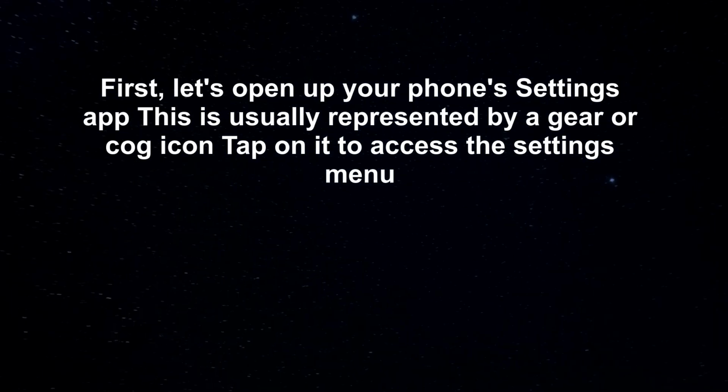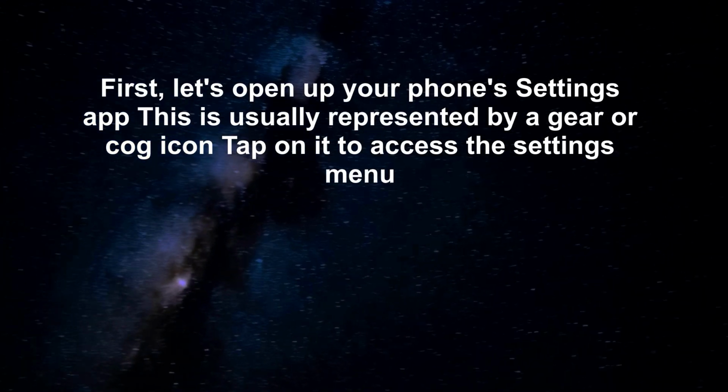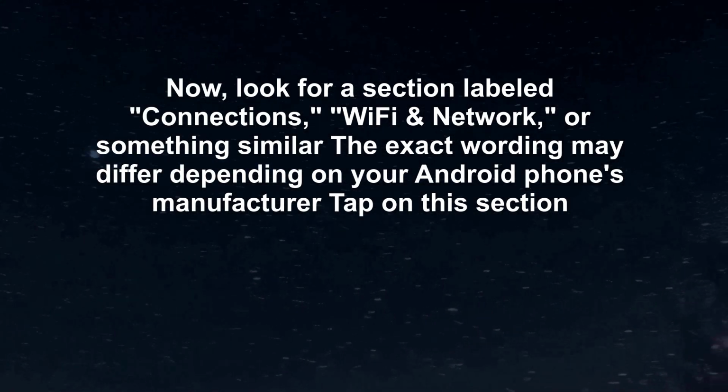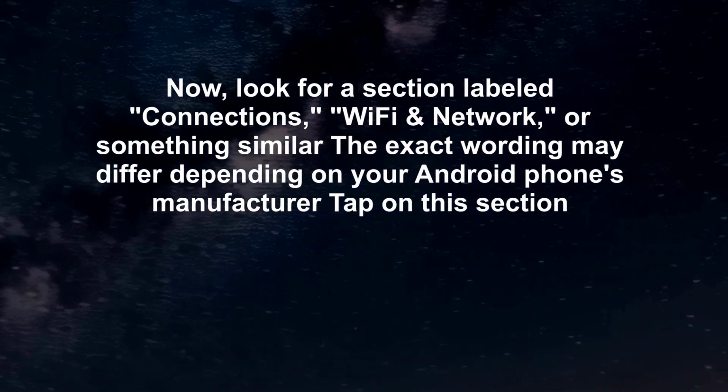This is usually represented by a gear or cog icon. Tap on it to access the settings menu. Now, look for a section labeled Connections, Wi-Fi and Network, or something similar. The exact wording may differ depending on your Android phone's manufacturer.